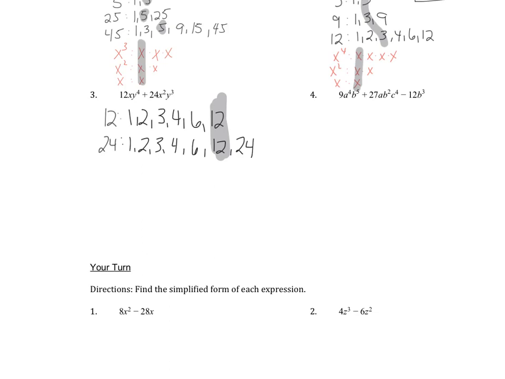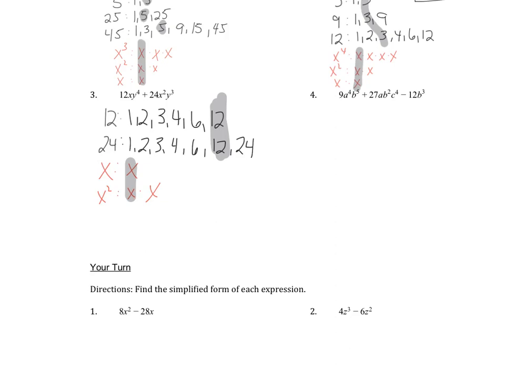Now, for this case, I actually have two different variables. I have x and I have y. So let's treat them each separately. Let's look at our x's first. In the first example, I just have x, so that's just going to be x. The second example, I have x to the second, so that'll be x times x. Well, what's in common? That's just going to be that x here.